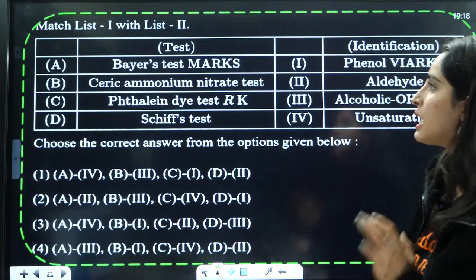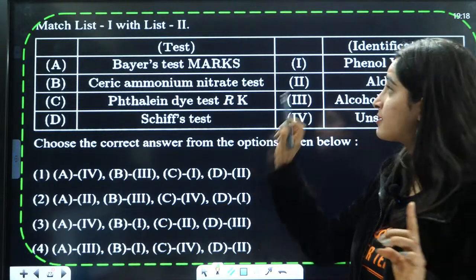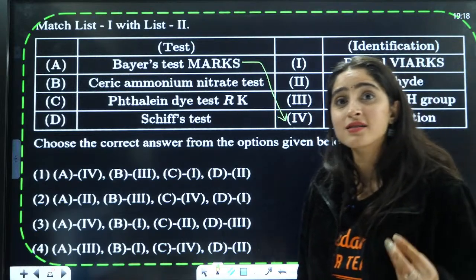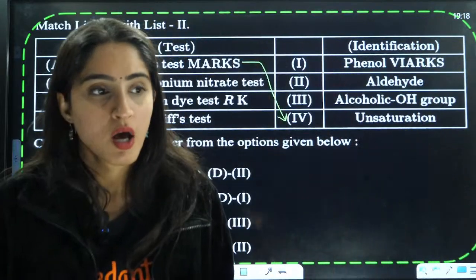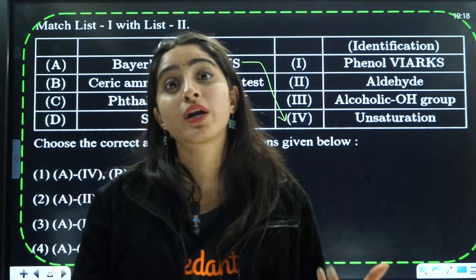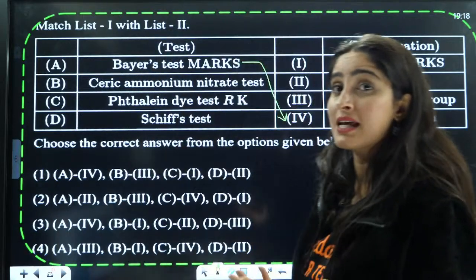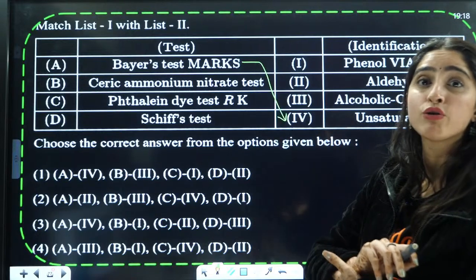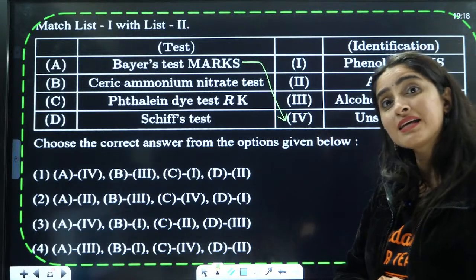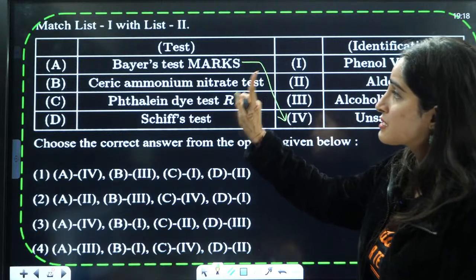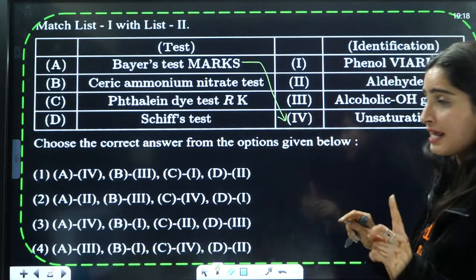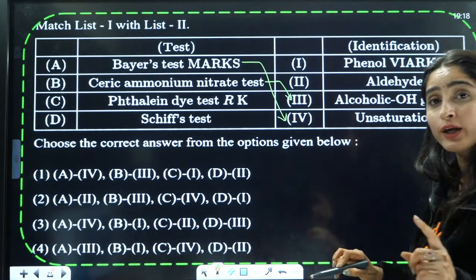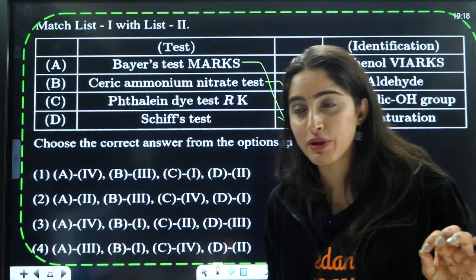Okay, very good. Baeyer's test is a test for unsaturation. The bromine water test is a test for unsaturation too. Basically, in Baeyer's test we use KMnO4, and that is how we test unsaturation. Second is the ceric ammonium nitrate test. This is done for the alcoholic group, so to identify the alcoholic group, we use the ceric ammonium nitrate test.